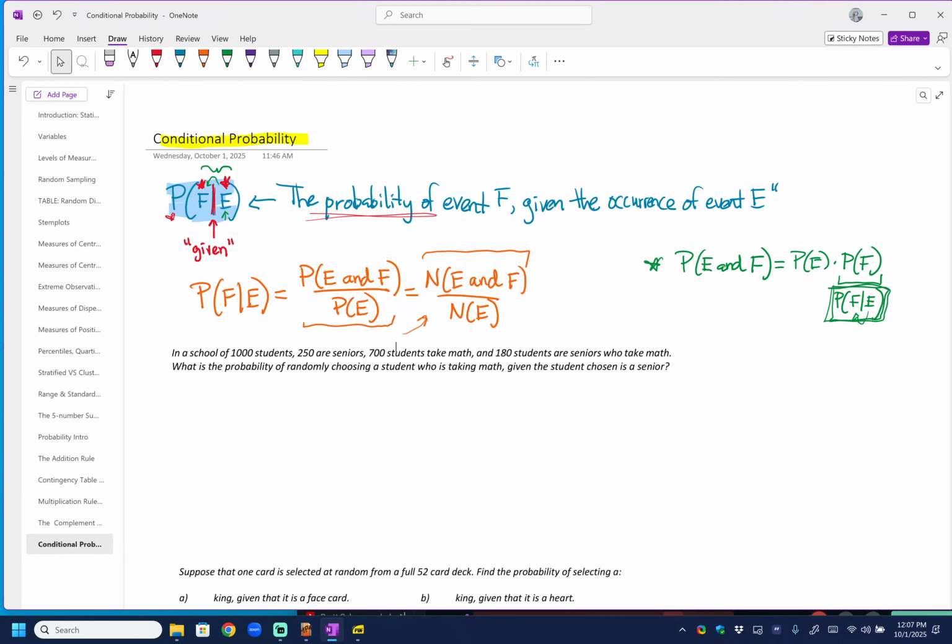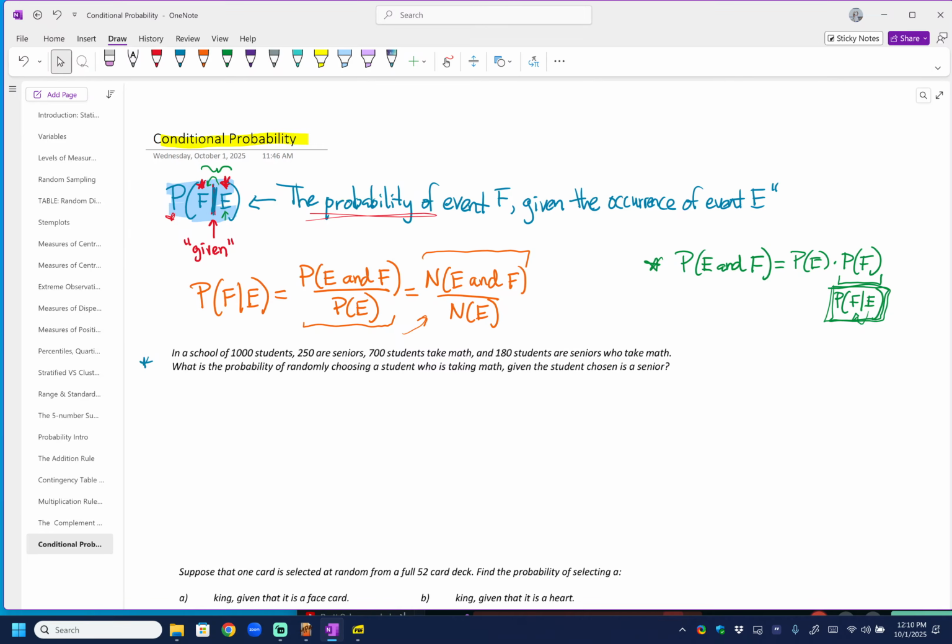Okay, let's look at an example. It says, in a school of 1,000 students, 250 are seniors, 700 take math, and 180 are seniors who take math. What is the probability of randomly choosing a student who is taking math given the student chosen is a senior? When it comes to examples like this, in any probability problem, you always want to look and see what they actually want from you. Here it looks like they're looking for the probability that a student is taking math given the student chosen is a senior.